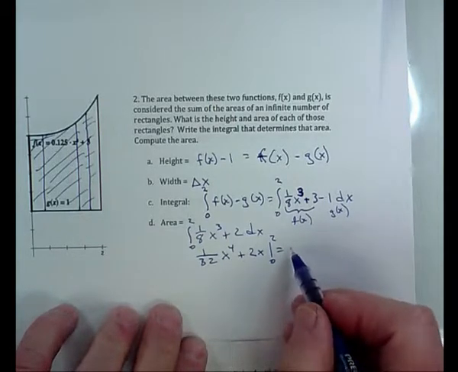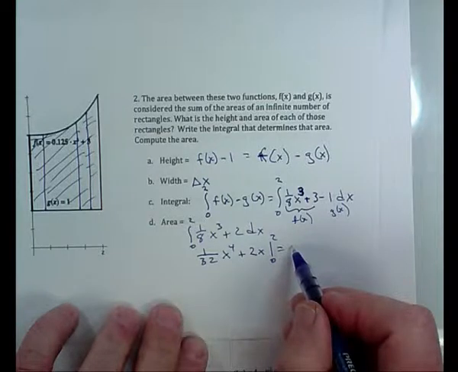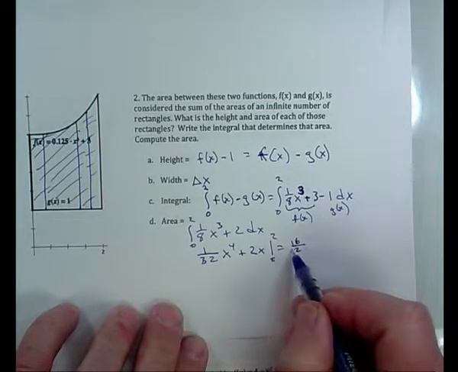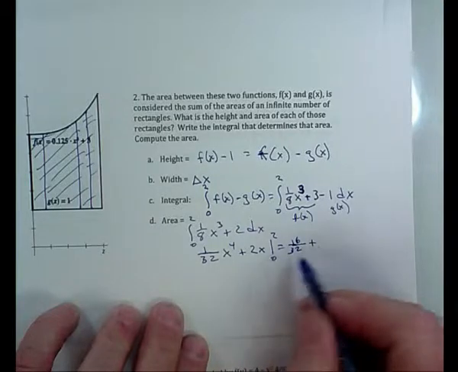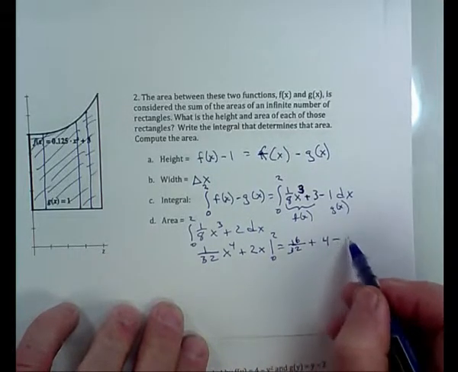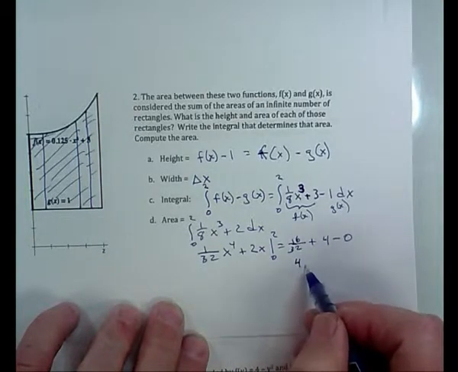Again, I'm happy with 0, so if I put 2 in there I get what? 16 over 32 plus 4, and minus 0, and I get what? 4.5.